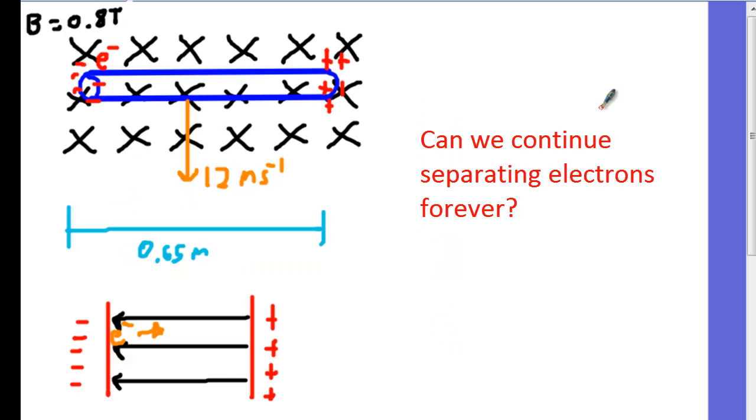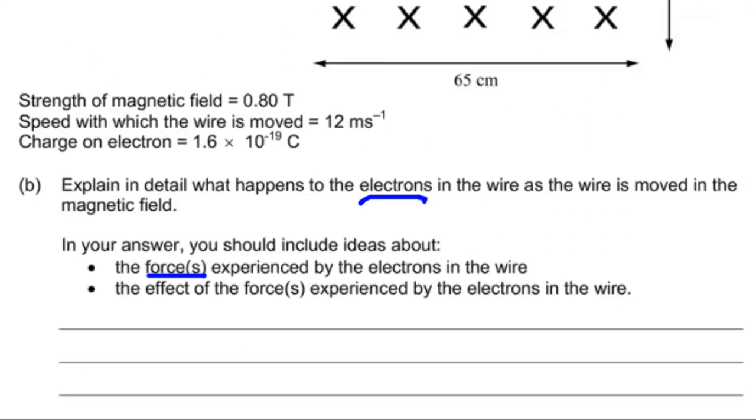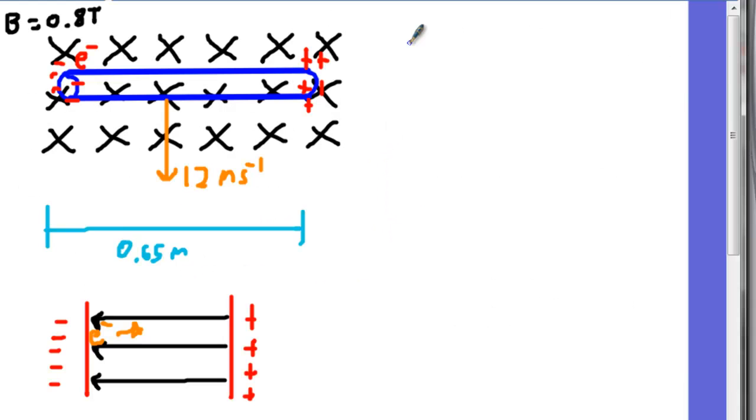But can we keep separating charges forever? If we leave our wire moving through a magnetic field for long enough, can we make an infinite amount of voltage? But let's come back to the question at hand in order to be able to answer that. We're asked to explain in detail what happens to the electrons and discuss all the stuff about forces. So there's 2 forces at work.